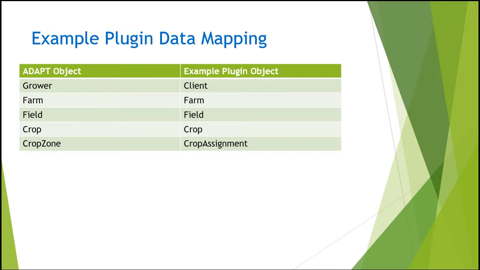On the right-hand side of this table, you'll see our example plugin object, which represents proprietary farm field information that might come from a third-party data file or possibly from a controller or field equipment. It consists of clients, farms, fields, and crop data. On the left, you'll see how each of those objects maps to the appropriate ADAPT object within the ADAPT framework. And for each crop assignment, we map to the ADAPT crop zone. All of the other objects map over quite well.